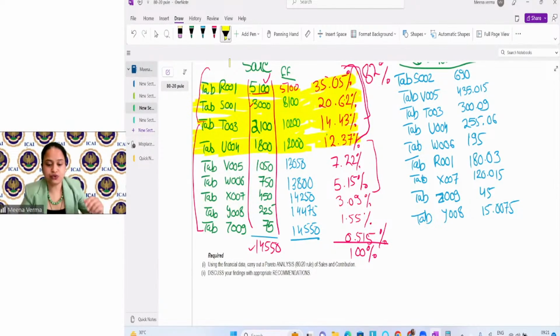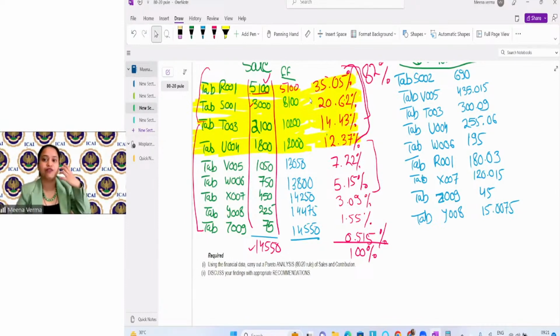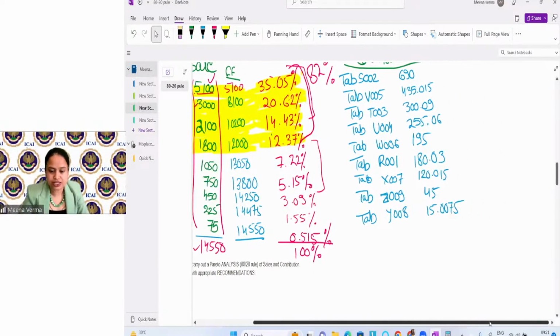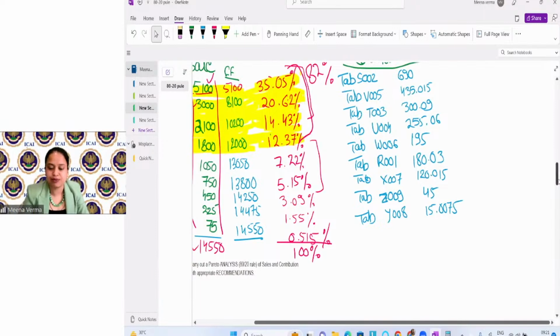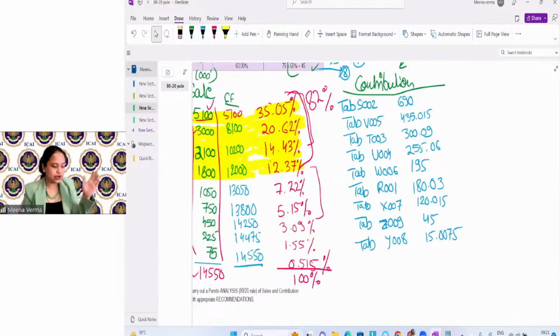Let's see. So we have the contribution, right? According to sale, these 4 products should be important. These 4 products are giving more sale to the company. They are important if you just see the sales. Now let's see the contribution, because we make the decision in the company on the basis of contribution. So let's see whether we are following the same pattern as per contribution or not.